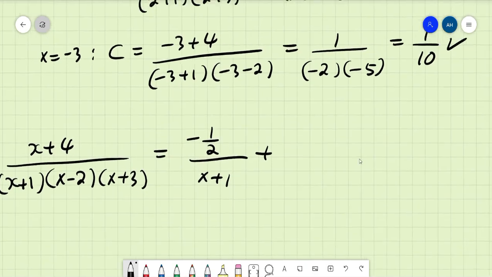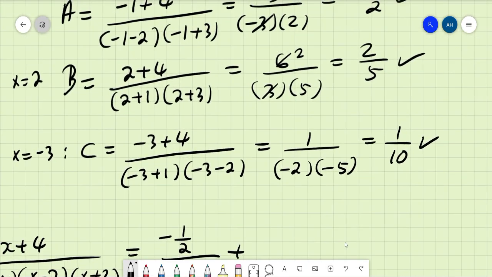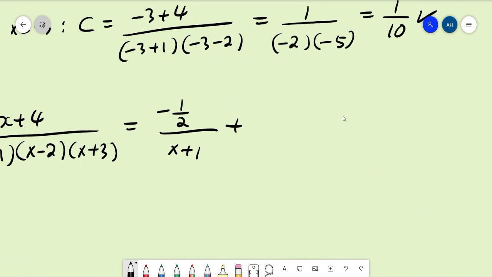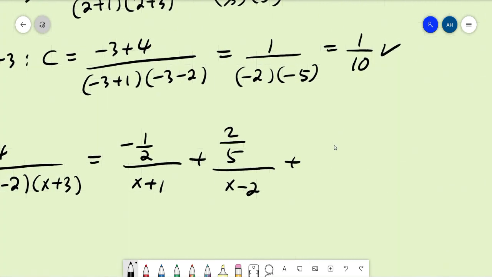Now let's look at our step here. b is equal to 2 over 5. So we have 2 over 5 over x minus 2, and plus c. c we got over here, that is 1 over 10. So we have 1 over 10 over x plus 3.